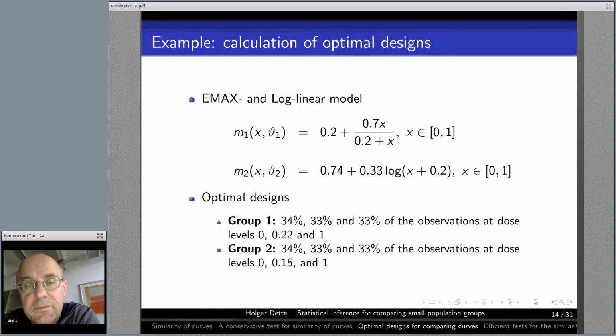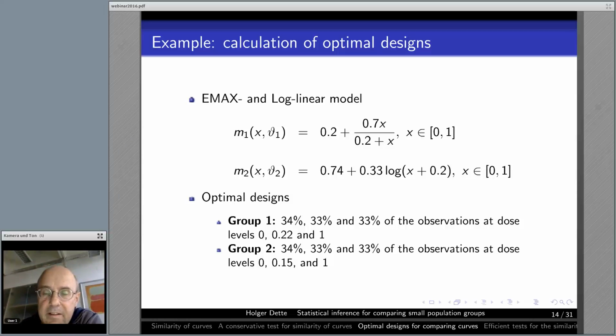I have these two models, and what you now see, I just give you the solution for group 1. The pair of optimal designs is the following. For group 1, we should, roughly speaking, treat 1/3 of the patients at 3 dose levels. One is 0, one is 0.22, and the other one is 1. And for group 2, we should also treat 1/3 of the patients at dose level 0, dose level 0.15, and at dose level 1.